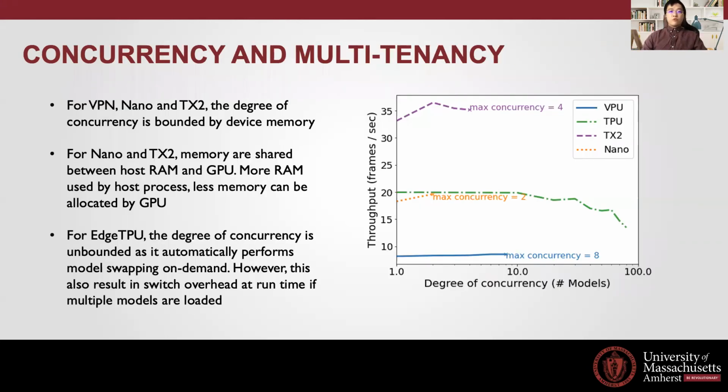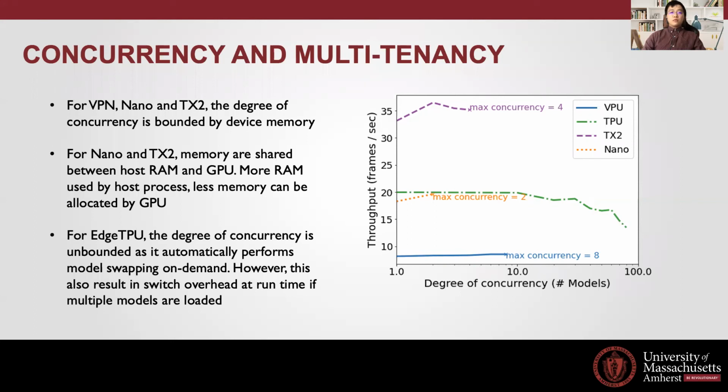Next, we explore the multi-tenancy capabilities of the edge accelerators. The motivation for this is, unlike clouds that are built using large data centers, edge clusters are more resource constrained than traditional clouds. So the ability to share servers across multiple users and applications is crucial for edge.